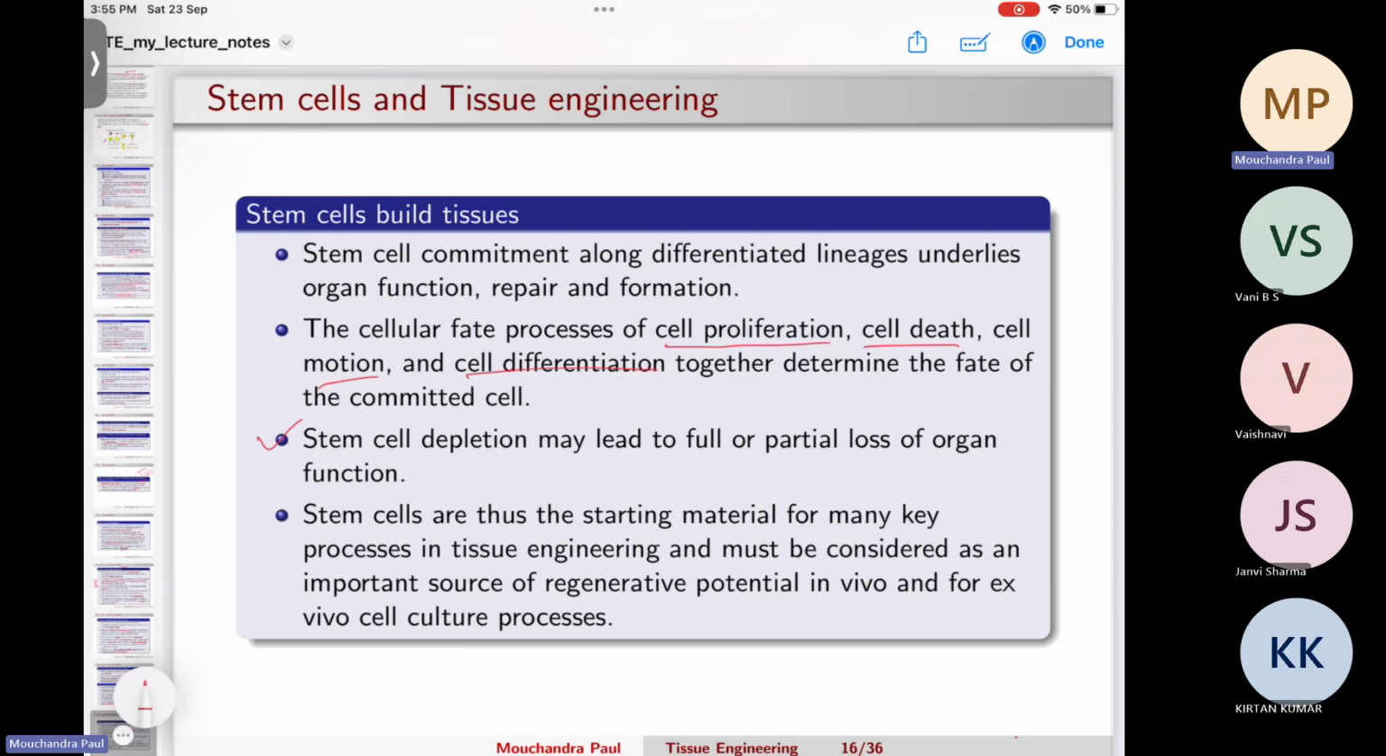So stem cells can be thought of as a starting material for making new tissues, all right, and they can also be thought of as a source through which we can regenerate damaged tissue in vivo as well as in vitro conditions. So that is the reason why stem cells are being considered for tissue engineering applications.